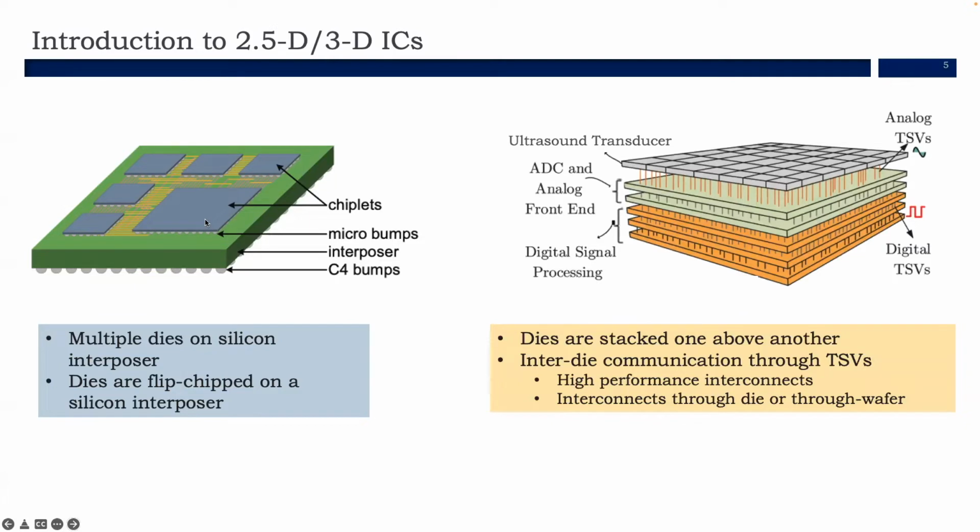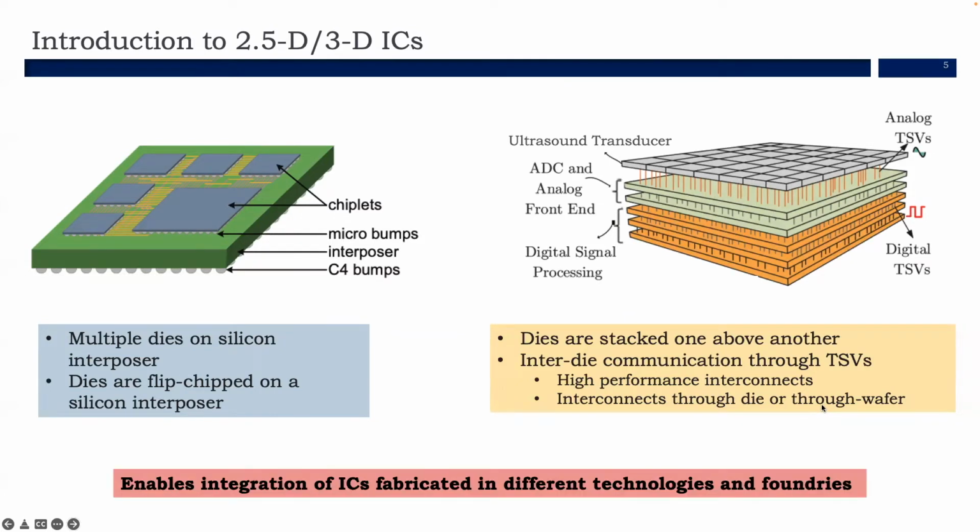Another example of the vertical integrated circuit is the 3D IC. In the 3D IC, each die is fabricated in the same or different technology and at different foundries, and they are stacked on top of one another. The communication medium between all the dies is through silicon vias, or TSVs. The TSV is a high performance interconnect, and this is fabricated as a through die or a through wafer.